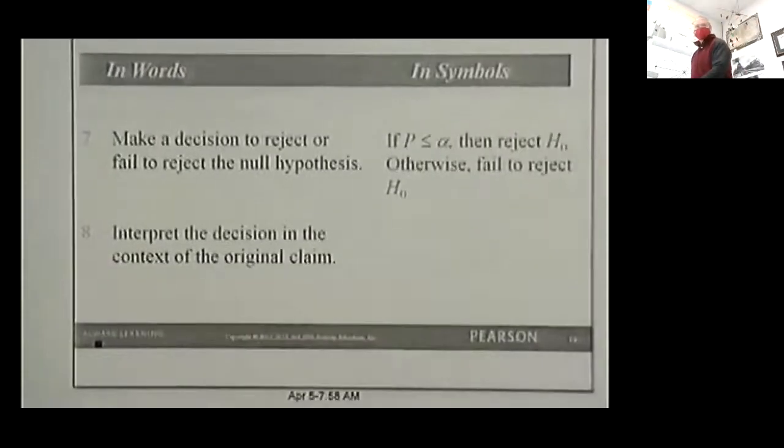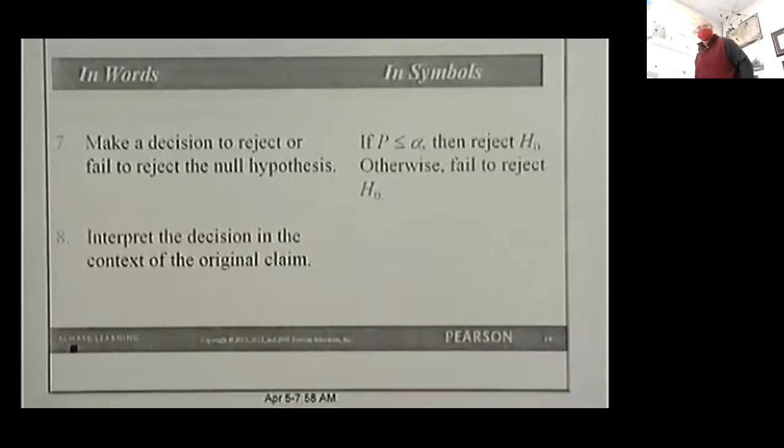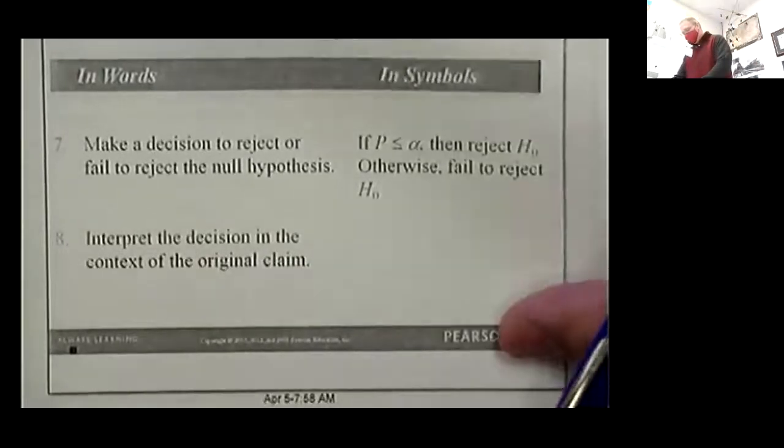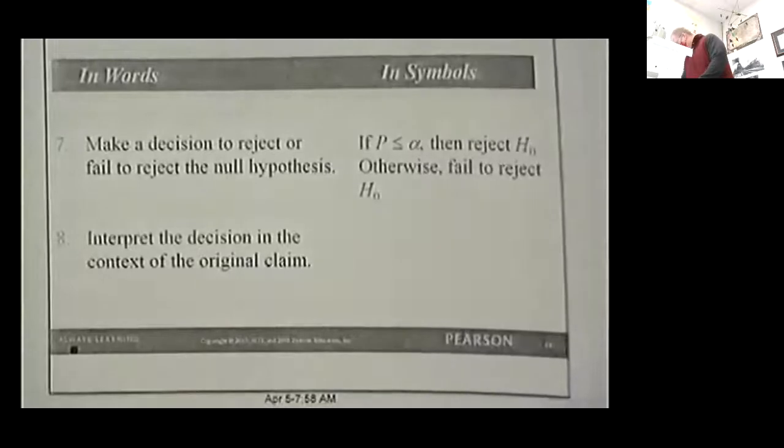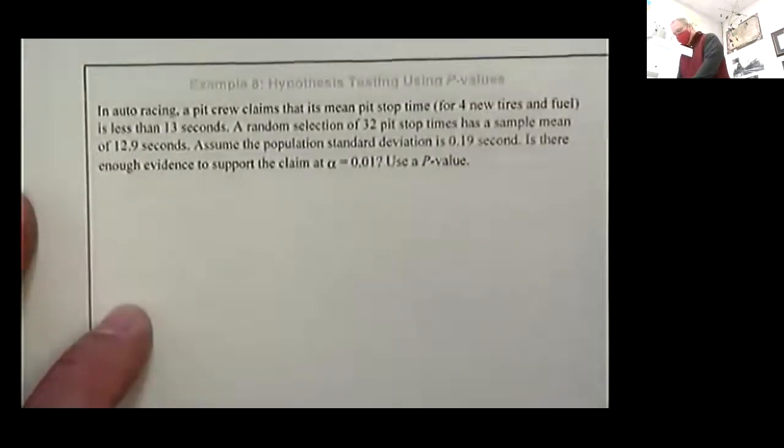Finally, then we'll make a decision to reject or fail to reject the null hypothesis, checking our p, is it smaller than alpha? And then finally, we're going to interpret the decision in the context of the original claim. So here we go. Let's look at our next example.